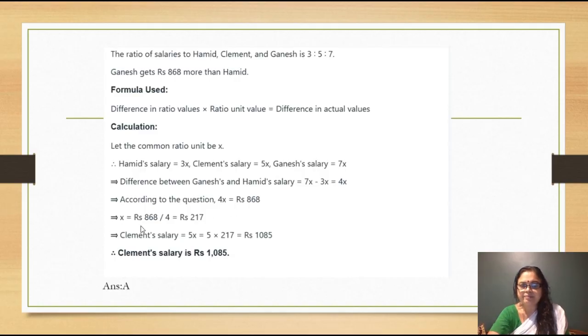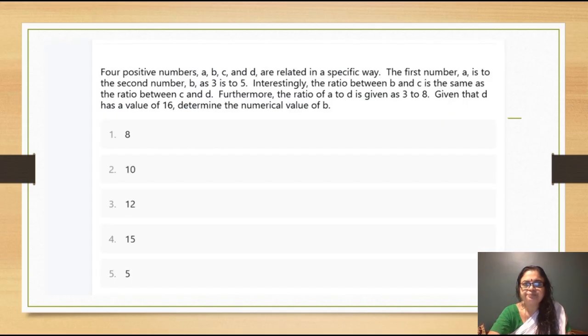So x can be found out, and x will be equal to rupees 217, that is 868 divided by 4. Now Clement's salary, we know it is 5x. So 5 into x will be rupees 1085. Clement's salary is rupees 1085. So the answer is A. So it's a clear-cut question. There is no difficulty in doing that question.